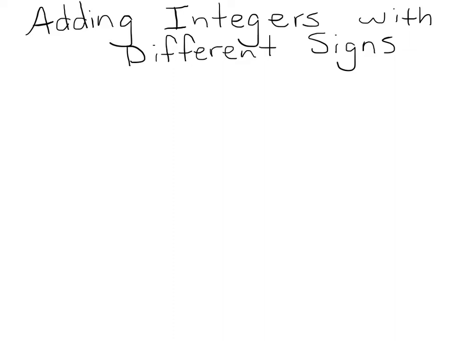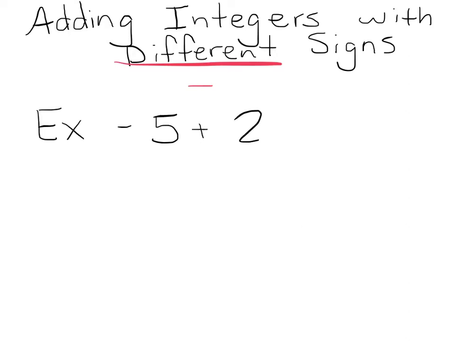It works slightly different, however, if your integers have different signs. When the signs are different, you are going to subtract. So let's say we have a -5 plus a +2. I'm going to subtract. 5 minus 2 is 3. Now, how do I know what sign to use? You always want to use the sign from the larger number. Since 5 is larger than 2 and 5 happens to be negative, then my answer will be negative.